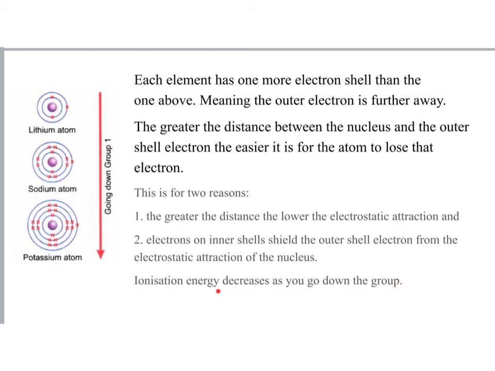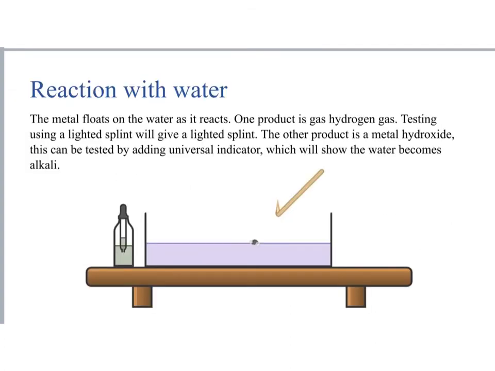The ionization energy is the energy you need to pull this electron away to make the potassium atom into a potassium ion. All of this then explains the reaction between the group 1 metals and water. They all react in the same way. They all produce hydrogen gas, which you can test with a lighted splint. They all produce a metal hydroxide, lithium hydroxide, sodium hydroxide, and so on, which you can test by adding universal indicator, and it will become purple or blue because it's an alkali.